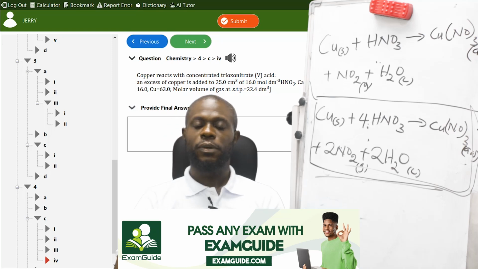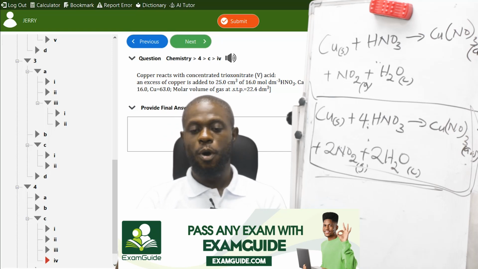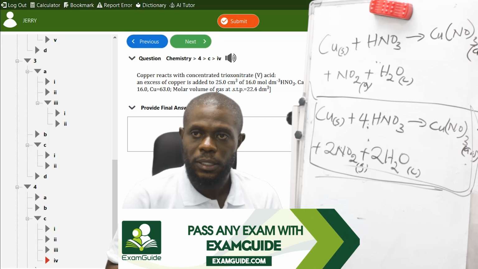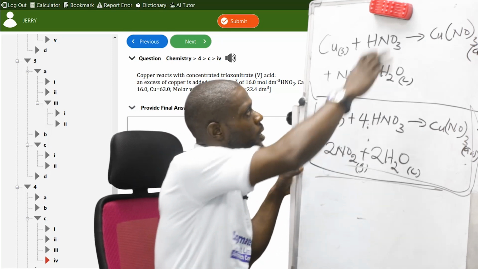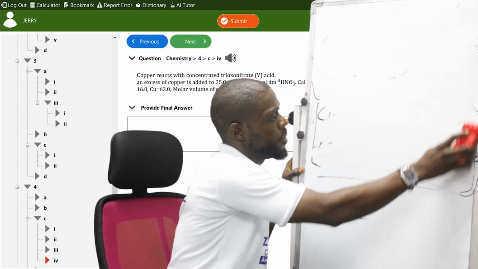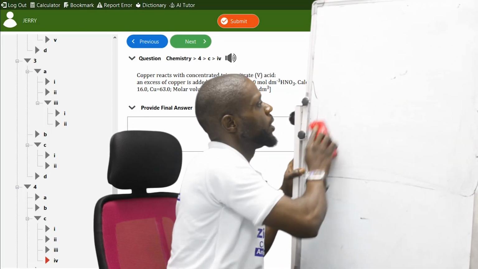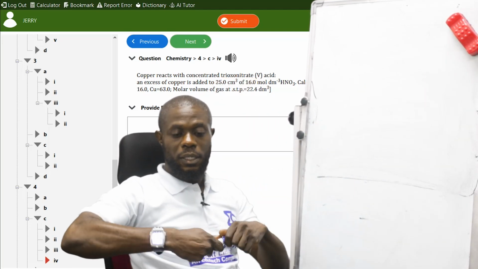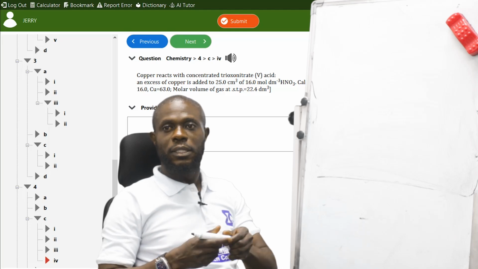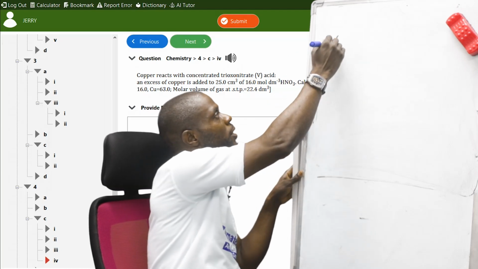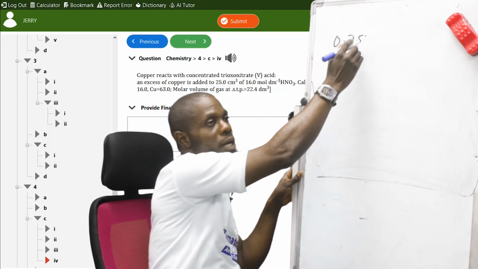So the moles of HNO3, the moles of acid, is 0.25 times 16. Let's calculate the moles of the acid. It's a very simple thing. All those, this 23, that 23, they gave to you, is irrelevant. The moles of the acid, they said copper is added to 0.25 dm³, have it?